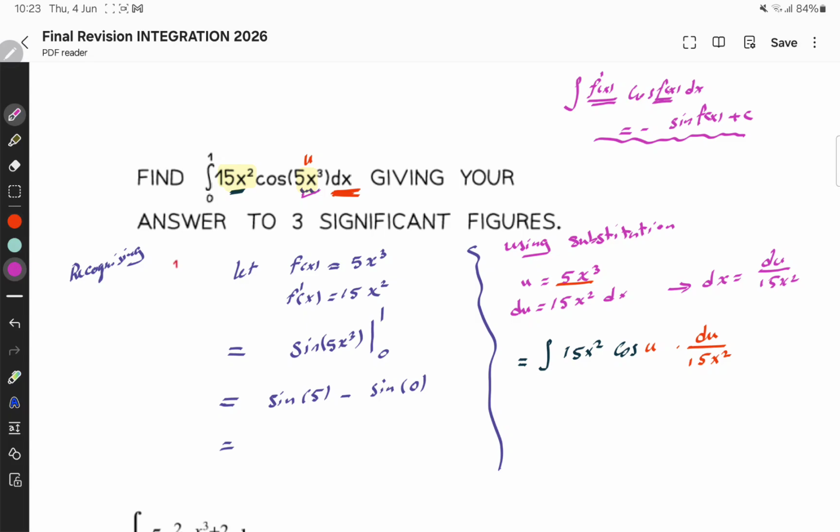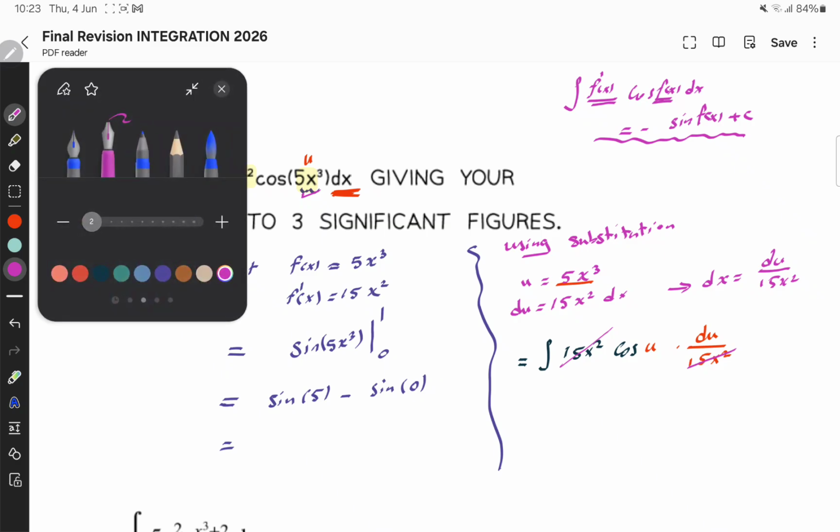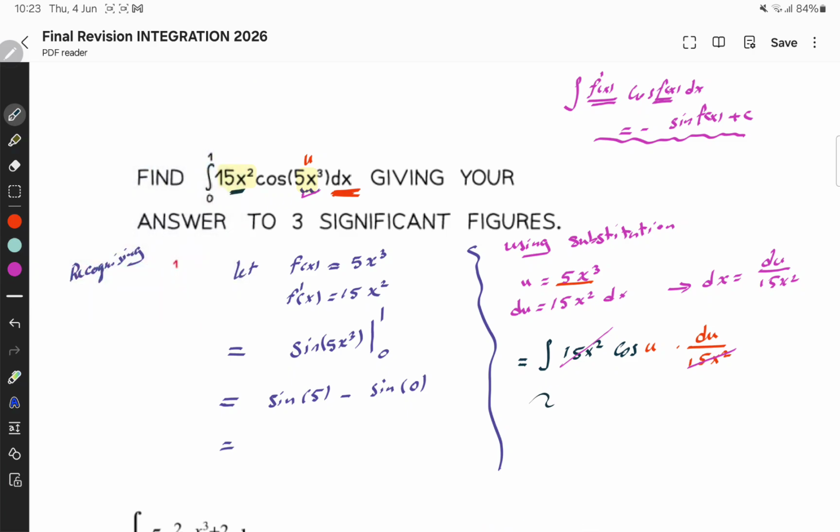And as we know, we do that to change the question from a complicated variable to a simple variable. So 15x squared divided by 15x squared cancelled. So the question changed to be the integral of cosine u with respect to u. And all of that with the limits. Don't forget that 0 to 1, 0 to 1. So the integral of cosine will be sine u, defined from 0 to 1.